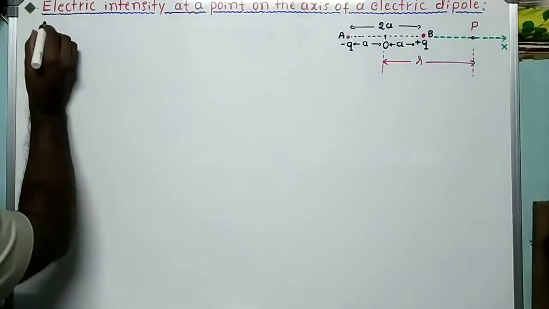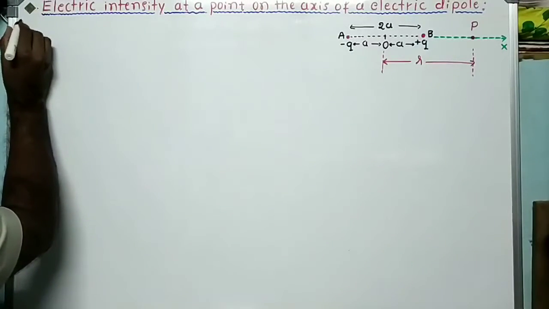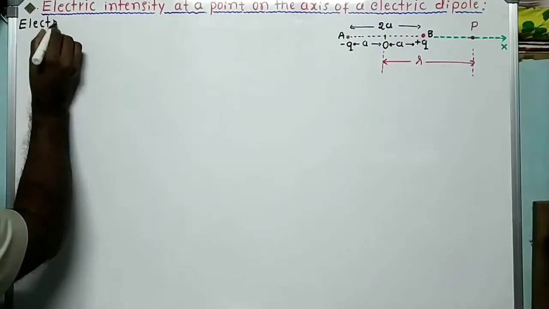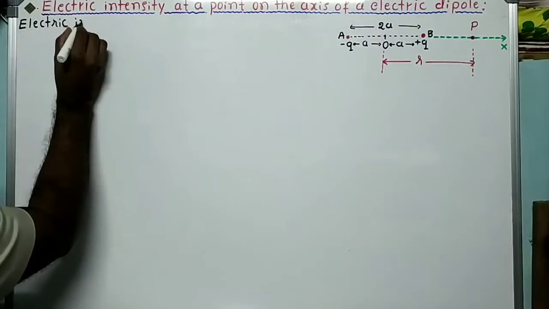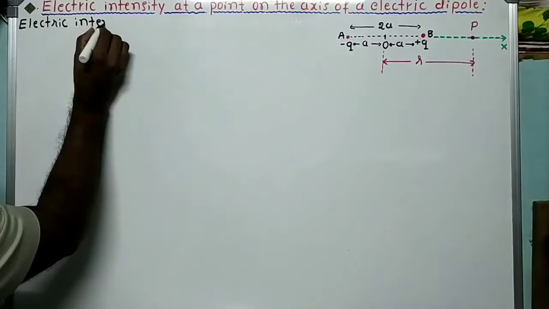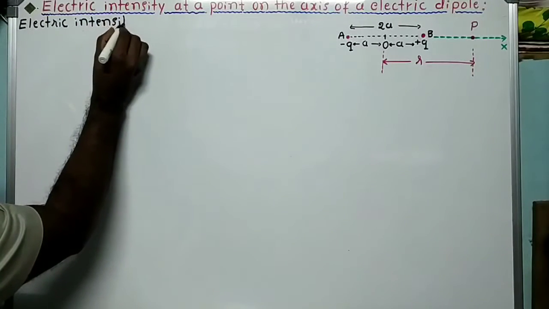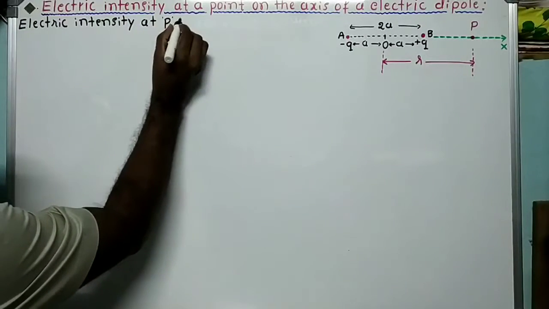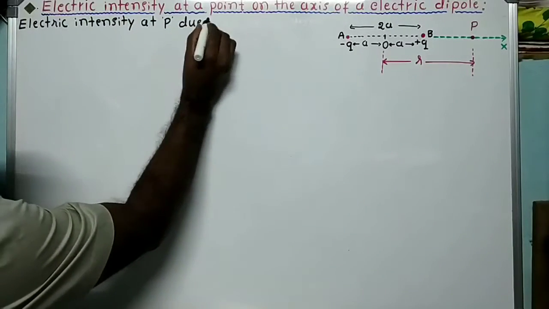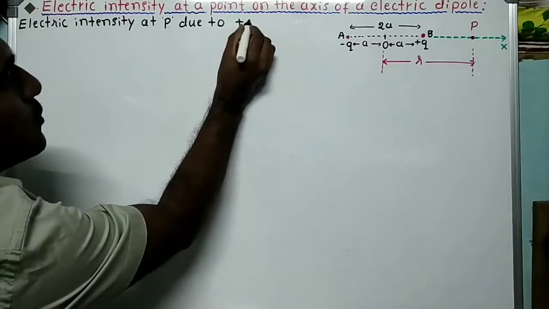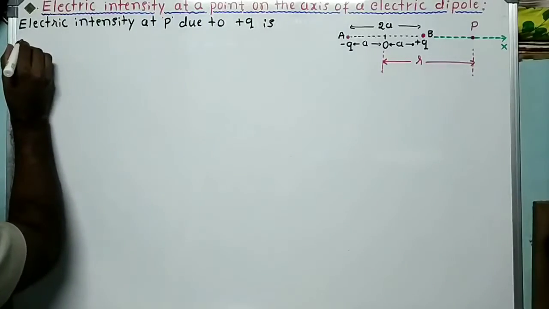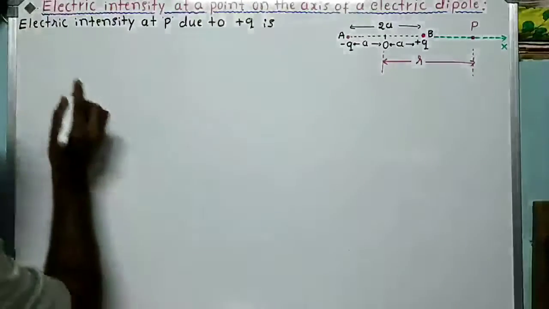ದಟ್ ಈಸ್ ಎಲೆಕ್ಟ್ರಿಕ್ ಇಂಟೆನ್ಸಿಟಿ ಅಟ್ ಪಾಯಿಂಟ್ ಪಿ. Electric intensity at P due to positive charge is what? Electric intensity at a point P due to positive charge, that is due to plus Q, is what?